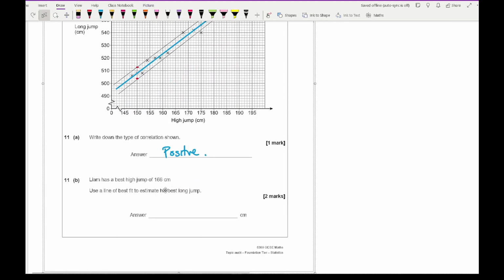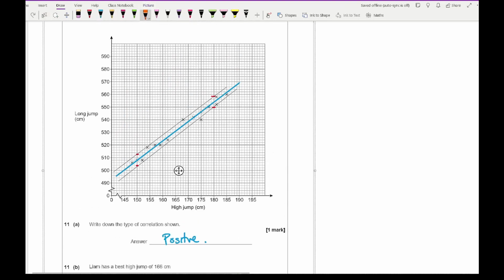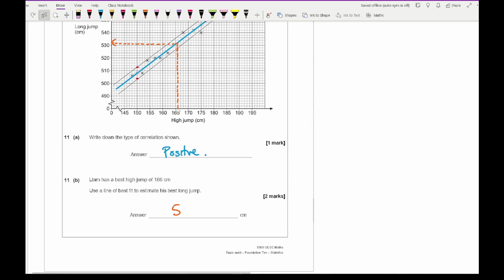So then it says use the line of best fit for the best high jump of 166, where 166 is here. As soon as it hits my line of best fit, I then want to project across. Again, as long as you're using your correct line of best fit, that should be absolutely fine. And I get mine to be roughly around 532, give or take. But I would say any answer between 526 to, I would say, 538 would be acceptable answers.